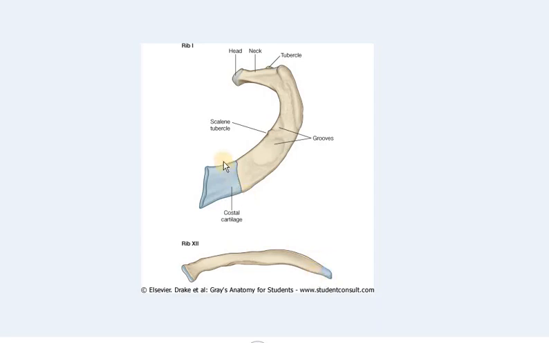while the anterior ends of the first rib and second rib are quite broad, and there is absence of neck and tubercle in the 11th and 12th ribs, and the angles and costal grooves are poorly developed in the 11th rib and absent in the 12th rib.